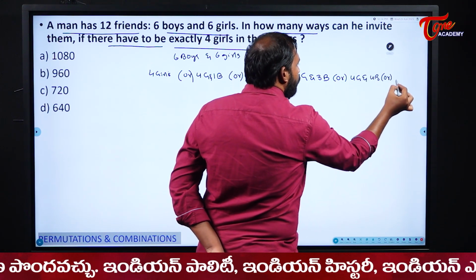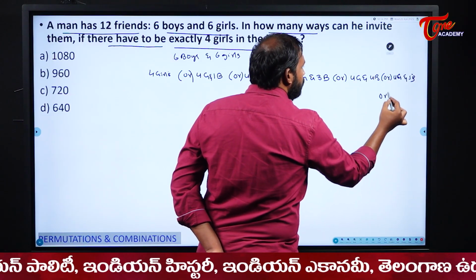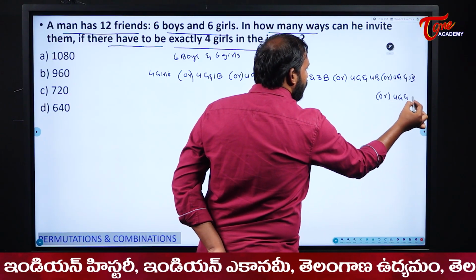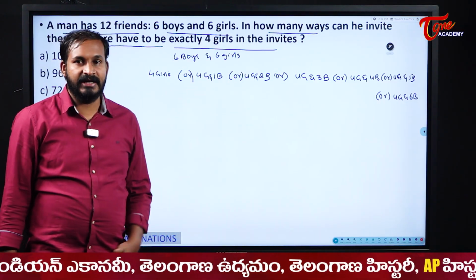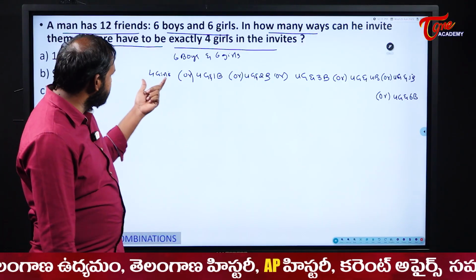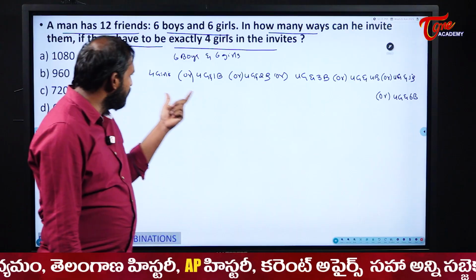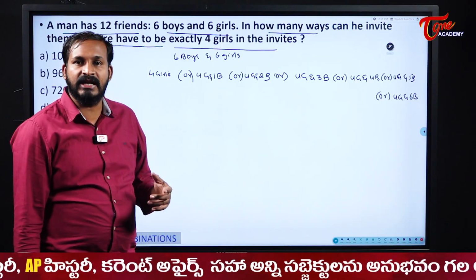Or 4 girls and 5 boys. Or 4 girls and 6 boys. By seeing this, sir, this many times we are calculating them, how the answer becomes lengthy. Means very simple, students, actually. See here, in all these conditions, 4 girls are common, right?